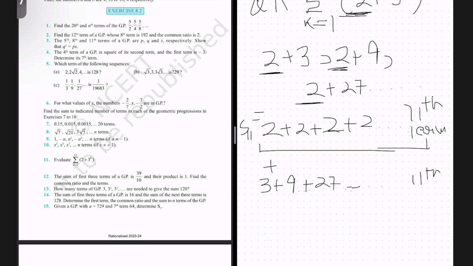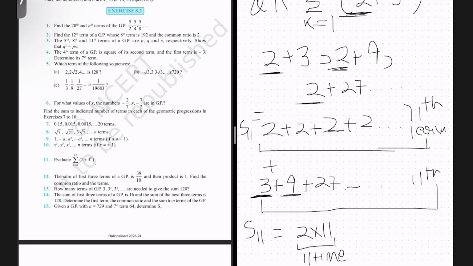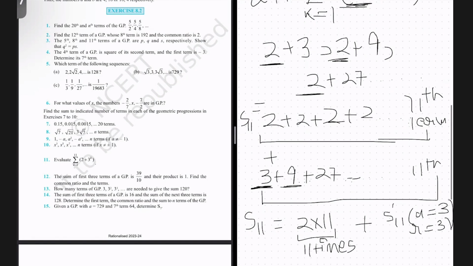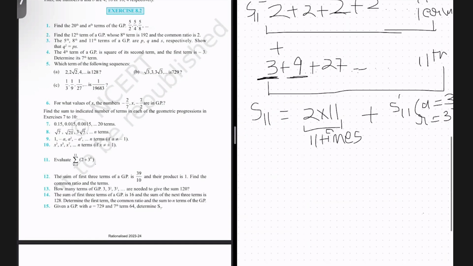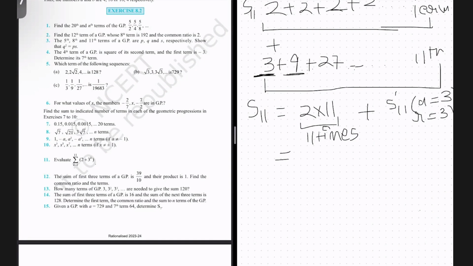See, look at the fact that this second part is comprised of a GP, right? With the first term as 3, and the common ratio, which is 9 divided by 3, also 3, right? So finally, S11 could now be expressed as 2 into 11, because 2 has been added up 11 times, plus S11 for the GP where A is equal to 3 and R is also equal to 3. Let us solve this, and that is how we are going to arrive at our answer, right? So here you have 2 into 11, and that is nothing but 22.